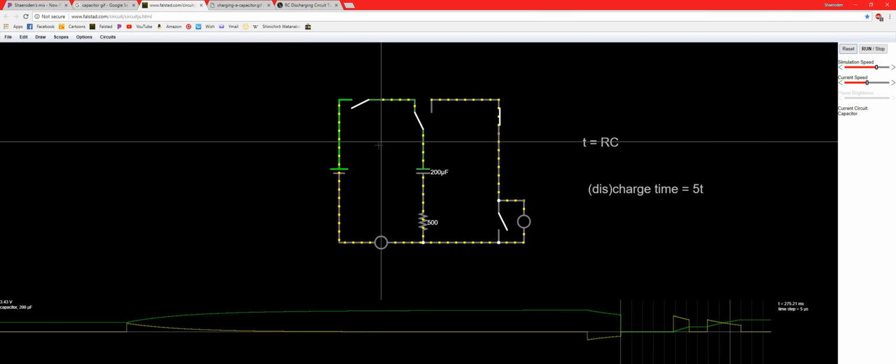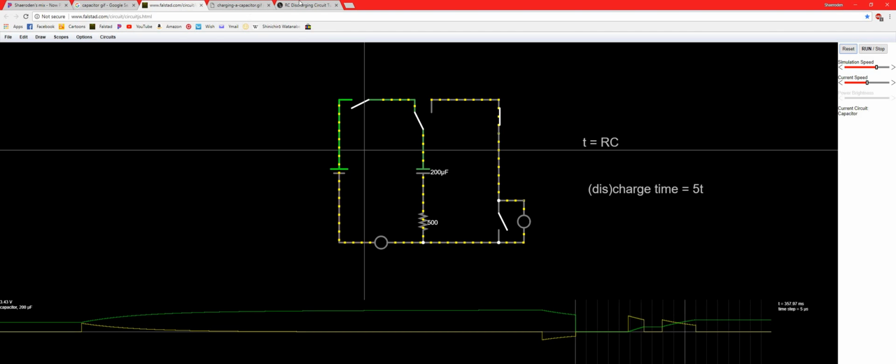Okay, well that's it for capacitors. Next time I will probably be talking about inductors. Oh, I was going to show you this. So here's a little bit more mathematical explanation of charging and discharging times. As we can see, it takes 5 time constants to reach full discharge.